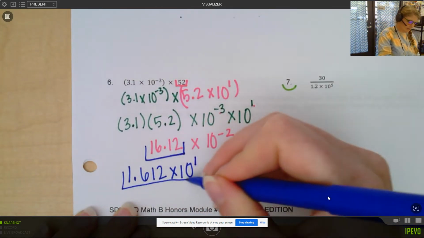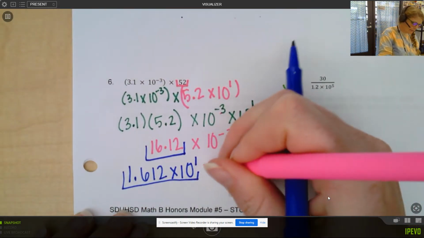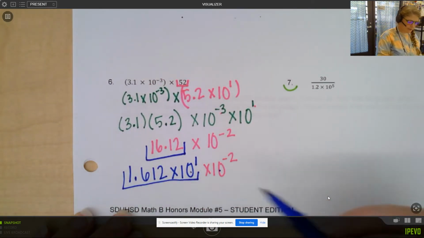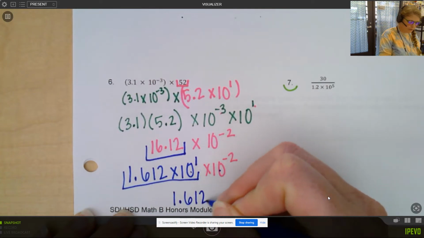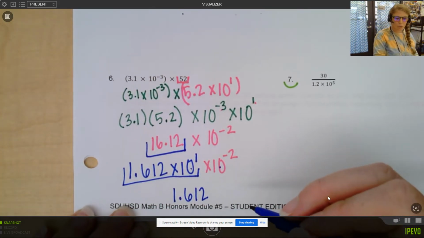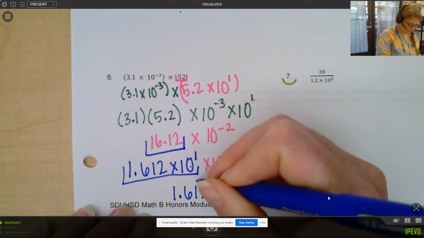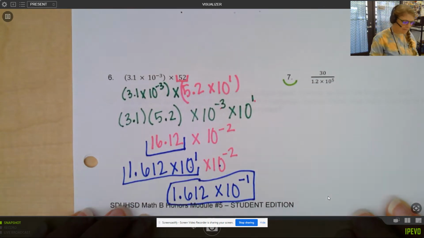So that is equal to 16.12. I still have times 10 to the negative second as part of my whole value. So then, multiplying with the same base, you add your exponents for your final answer: 1.612, or 1 and 612 thousandths, times 10 to the negative first power. Great.